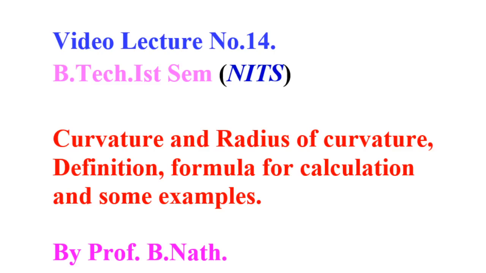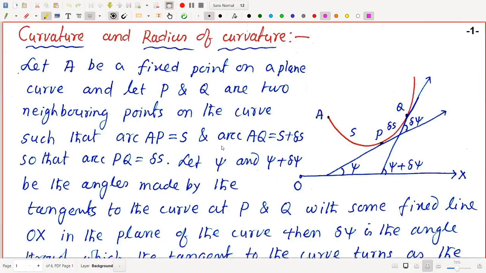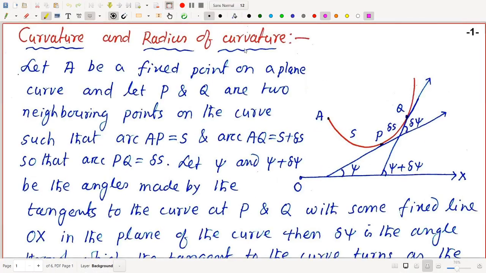Hello students, today we shall see what is curvature and radius of curvature of a plane curve, what is the formula for calculation of radius of curvature, and some examples. So first we see what is curvature and radius of curvature of a plane curve.